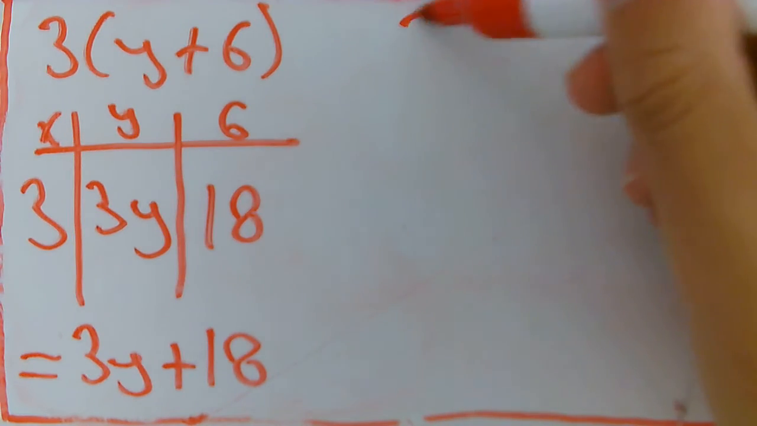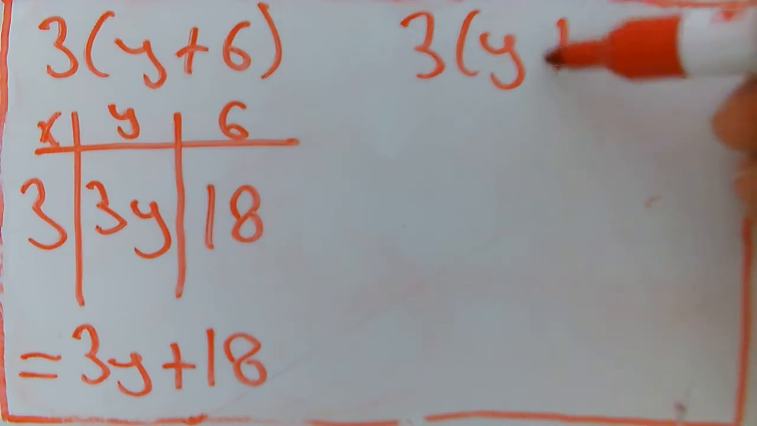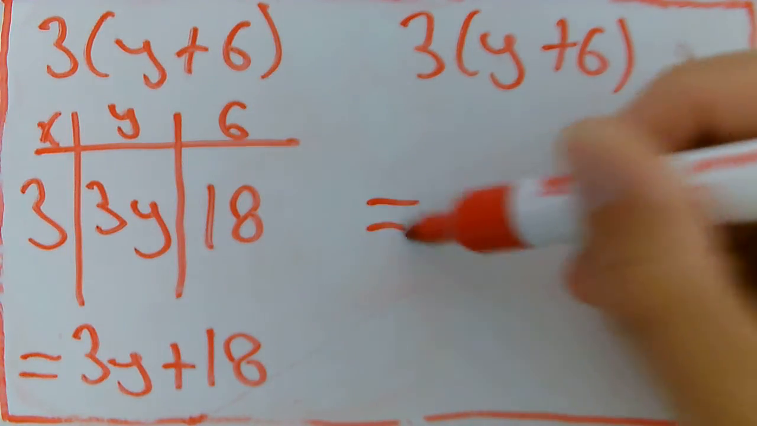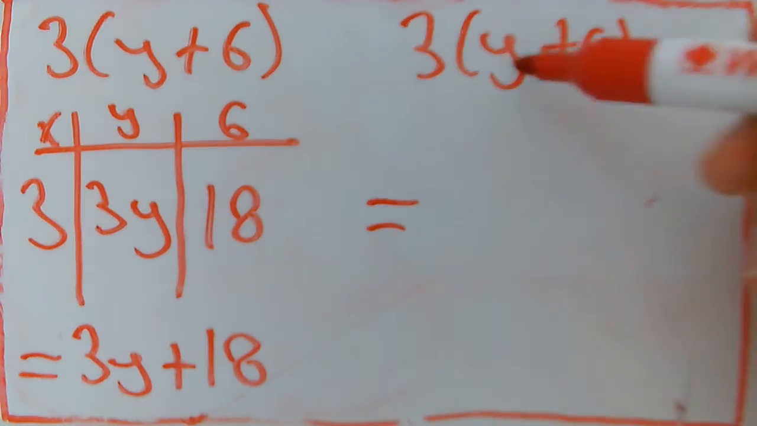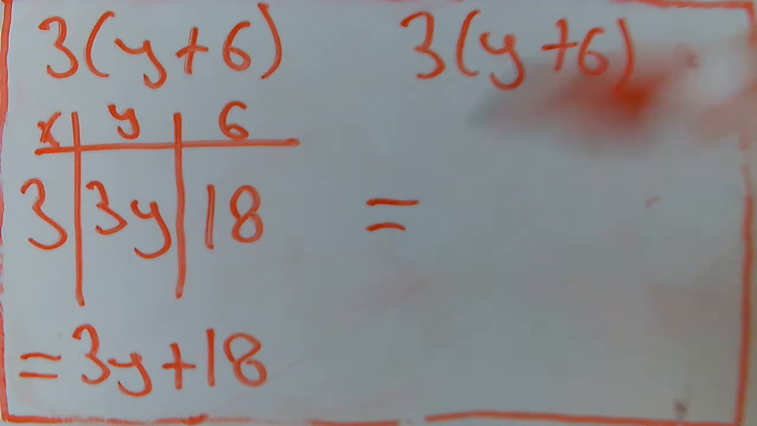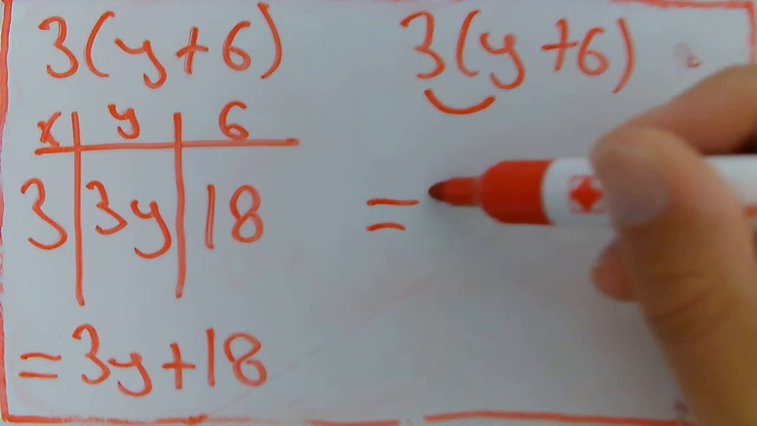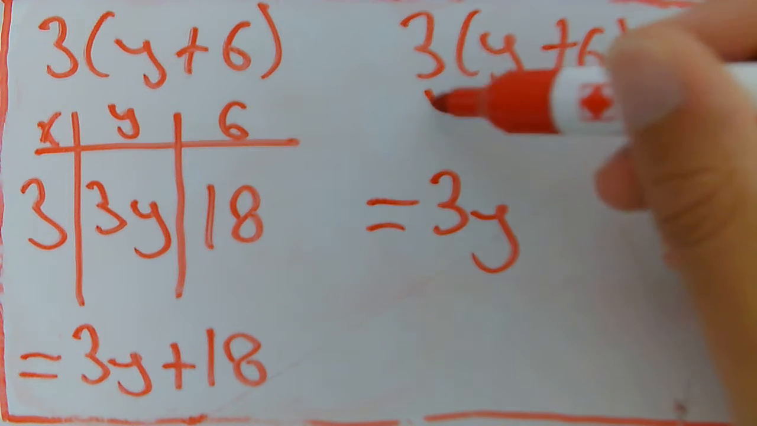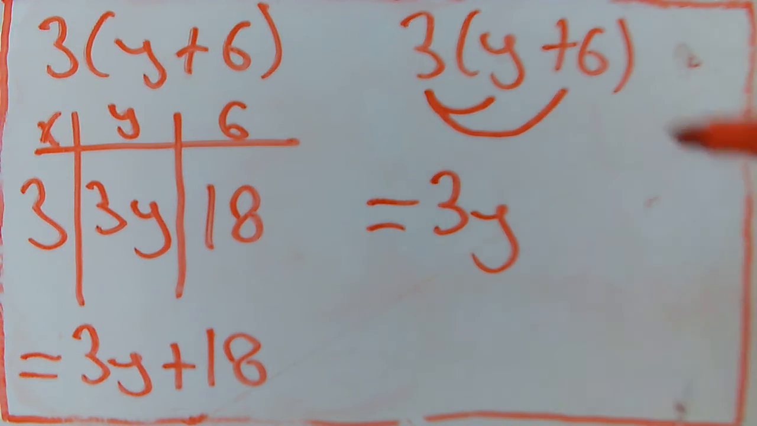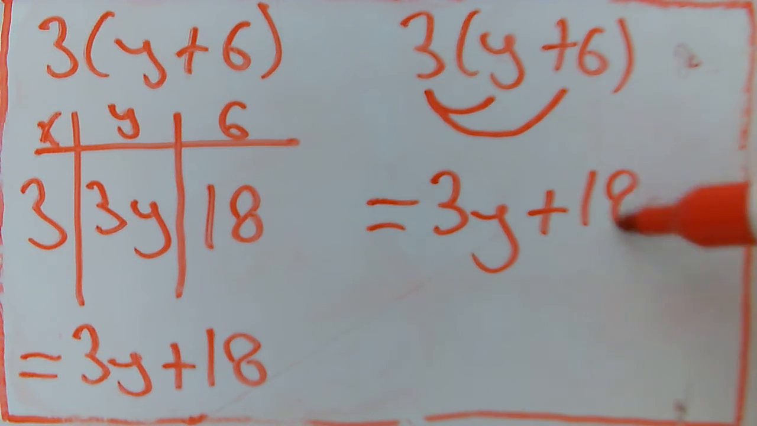We can look at this using a slightly different method. And we can use some lines to connect up our 3 to everything inside these brackets, to make sure we're not missing anything. So 3 times y gives us 3y, and 3 times this plus 6 gives us plus 18. And again, we get the same answer both times.